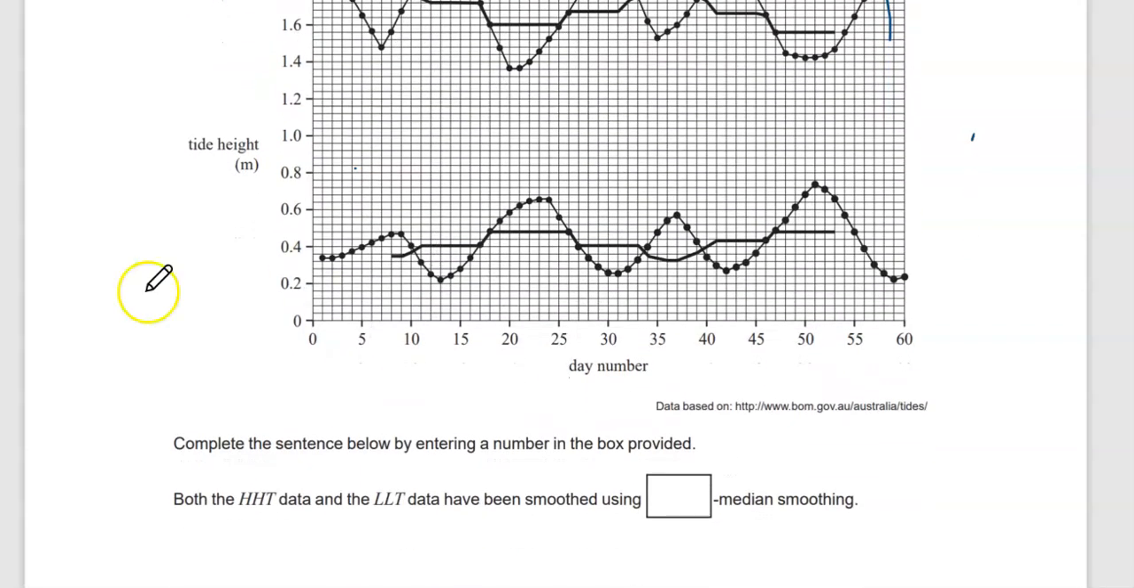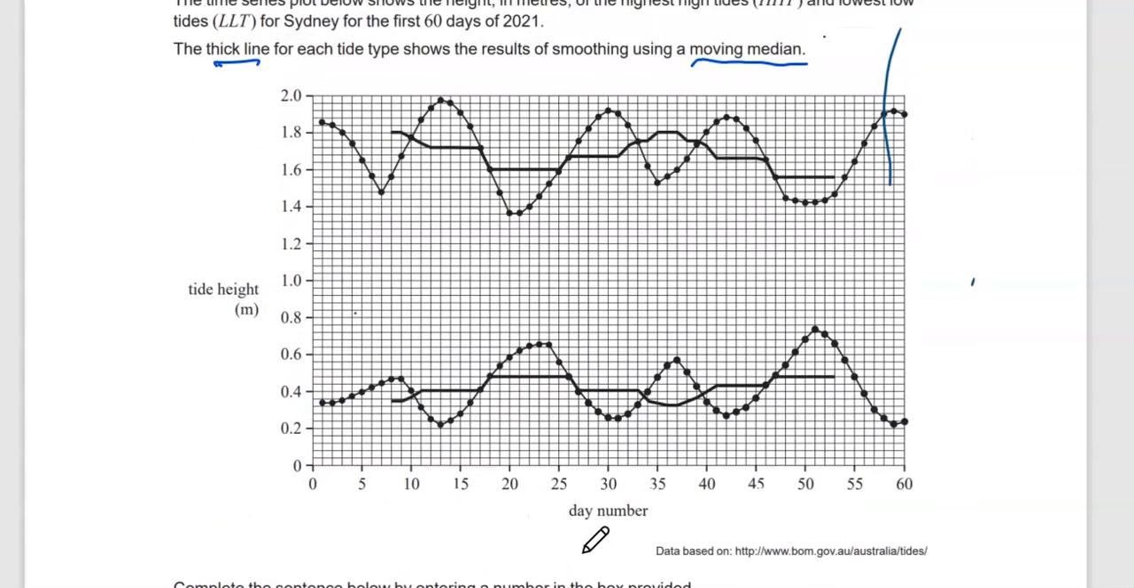So here, down the bottom, it says complete the sentence below by entering the number in the box. So both the high tide and low tide have been smoothed using what number median smoothing. So what you want to do here is look at where the smooth line starts. If you look at it there, you've actually got 1, 2, 3, 4, 5, 6, 7 values before your first smooth value.